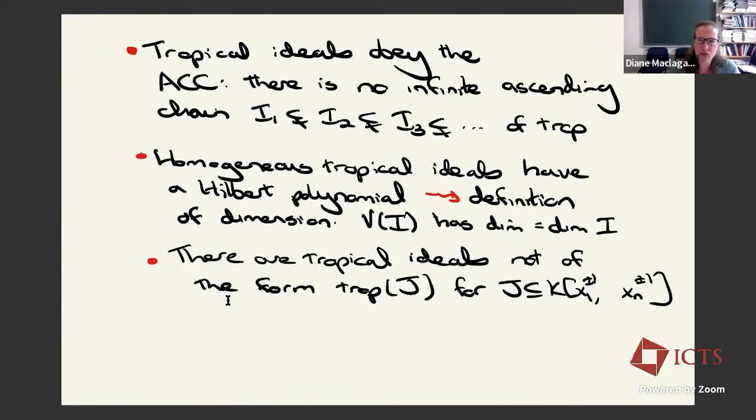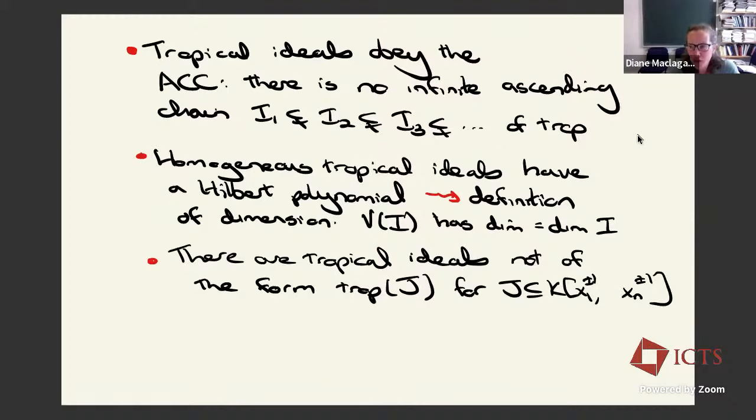So tropical ideals obey the ascending chain condition. So there's no infinite ascending chain I1 contains I2 and contains I3, etc. of tropical ideals. Sorry, it's a typo. I should say of tropical ideals there. Somehow I managed to erase that.